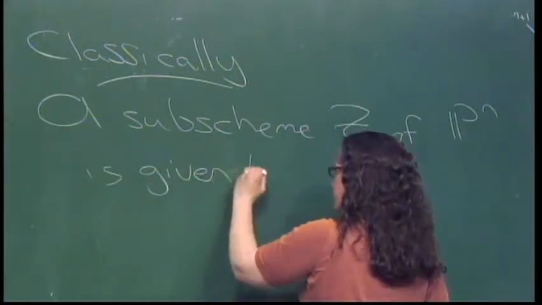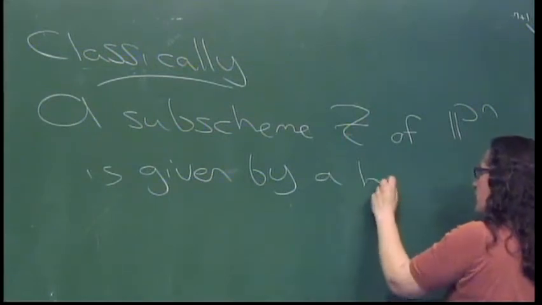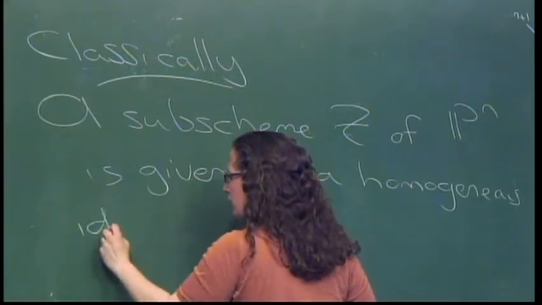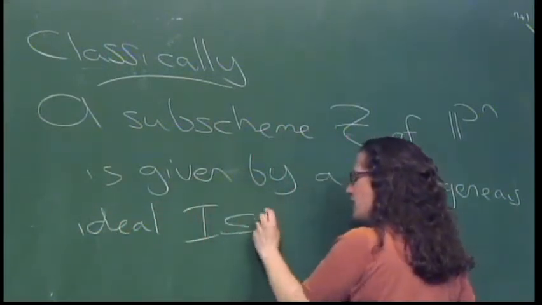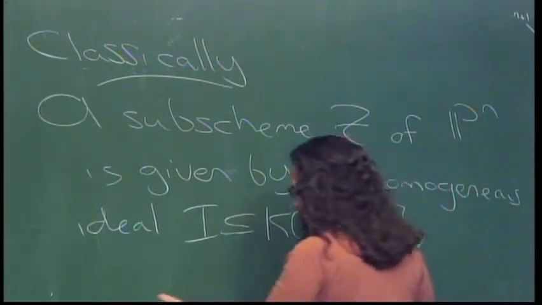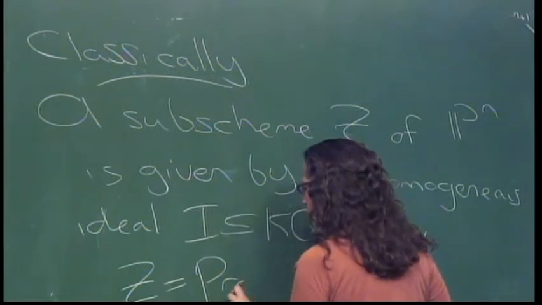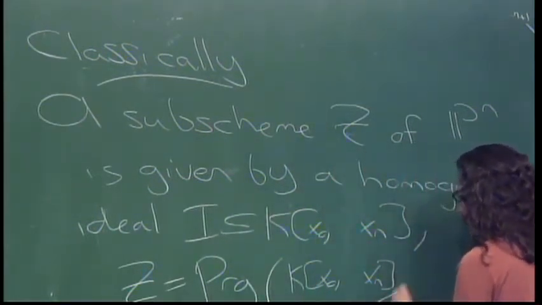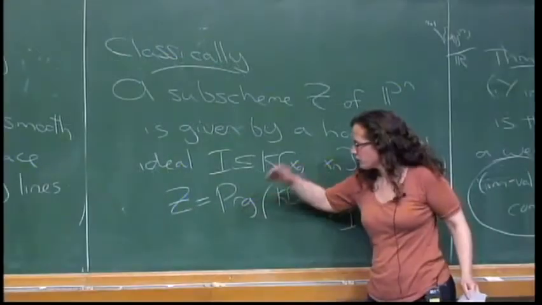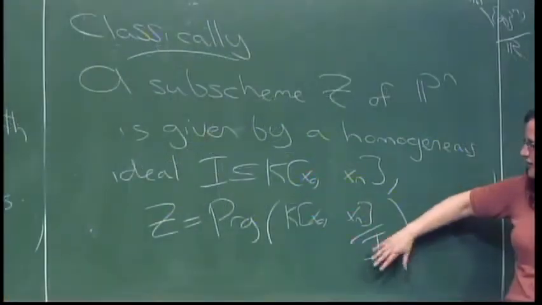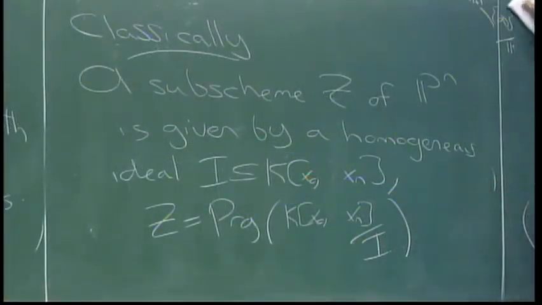is given by a homogeneous ideal I contained in K adjoin x naught up to xn. And then we just say that Z is Proj of K adjoin x naught up to xn mod I. Okay, so this gives us a way of getting a geometric space from our ideal. Okay, so this is what we want to tropicalize.